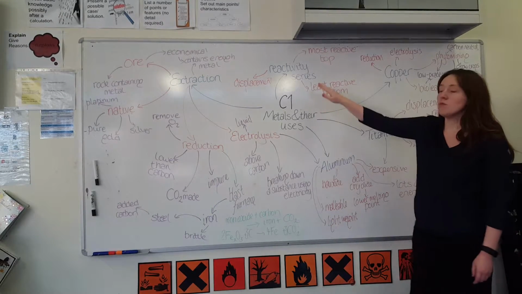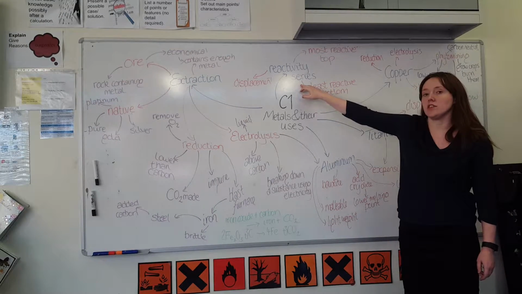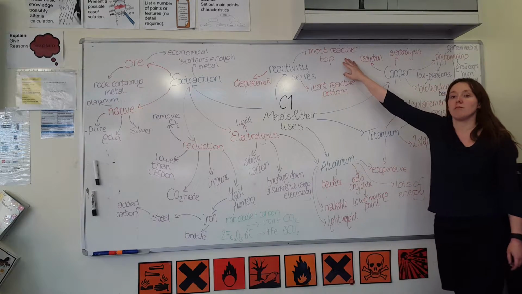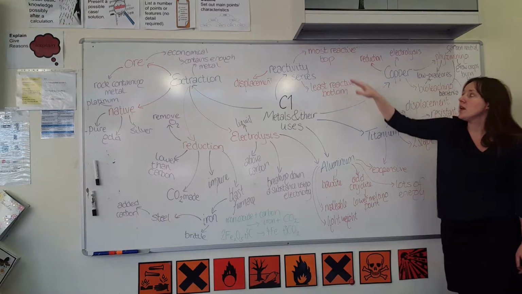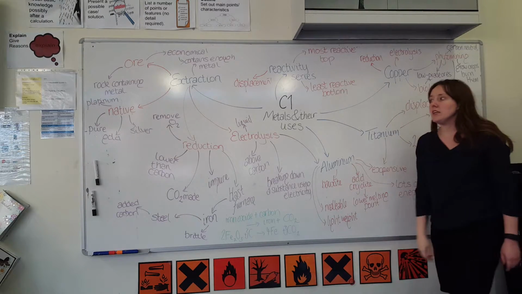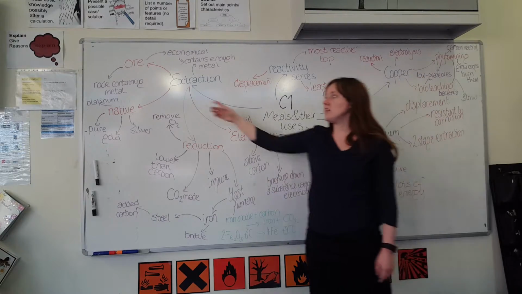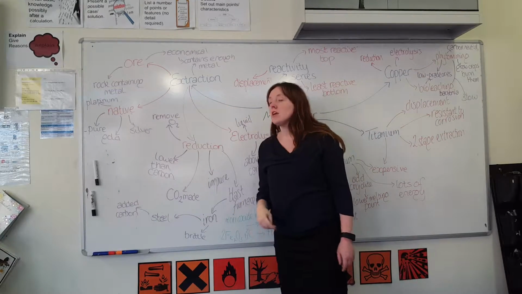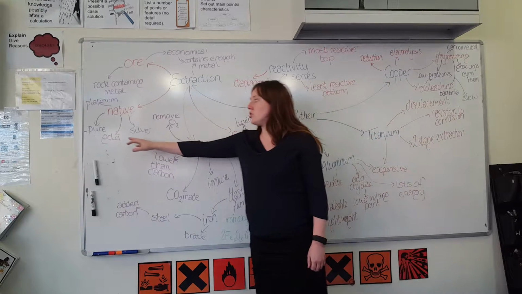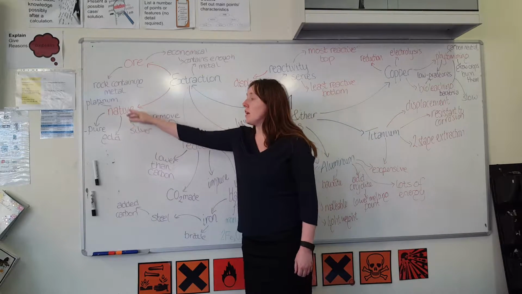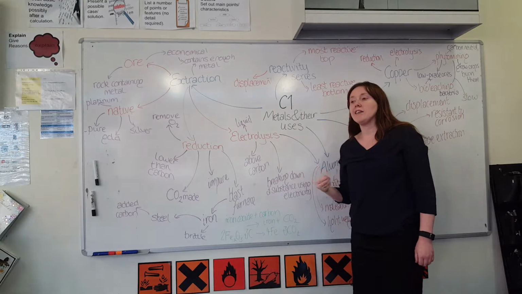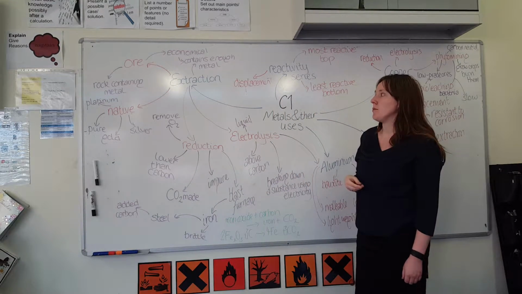So first of all, we're going to look at the reactivity series. The reactivity series is ordered with the most reactive metal at the top, such as potassium, and the least reactive metal at the bottom. The least reactive metals, we say, are found native. Native means they're found in their pure state, such as gold, silver, and platinum. The higher up the reactivity series you are, the easier it is to displace you from the metal.